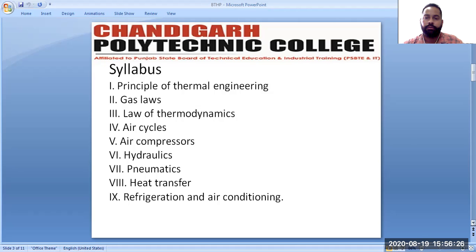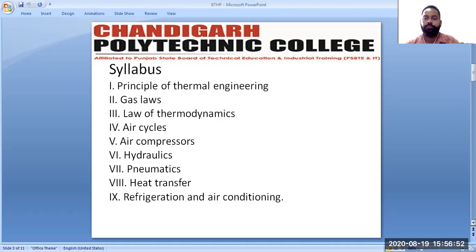The sixth chapter is based on hydraulics. They will learn types of fluid, properties of fluid, Pascal's law, components of a hydraulic system, function of each component in the hydraulic circuit, oil reservoir, filter, seals and packing, hydraulic jack, the principle of hydraulic jack and hydraulic press.